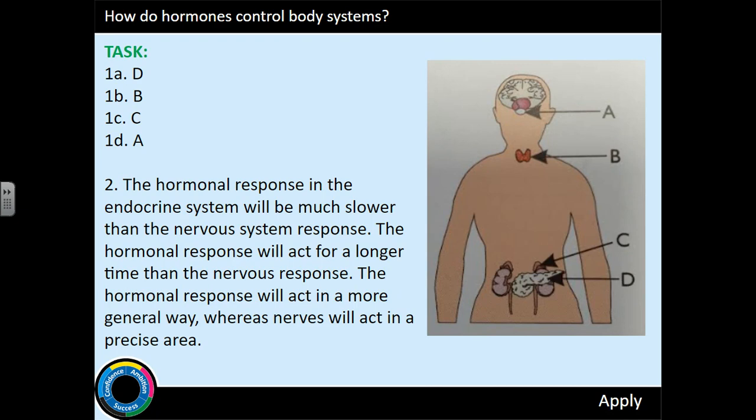So for question 2, Jared burning his hand, the hormonal response is going to be a lot slower than the nervous system response. The hormones are going to act for a longer time than the nervous response. And the hormones are going to act in a more general way, whereas the nerves are going to target a very precise area. So those are your 3 differences in the hormonal and the nervous system and how they would respond to this situation. So well done.